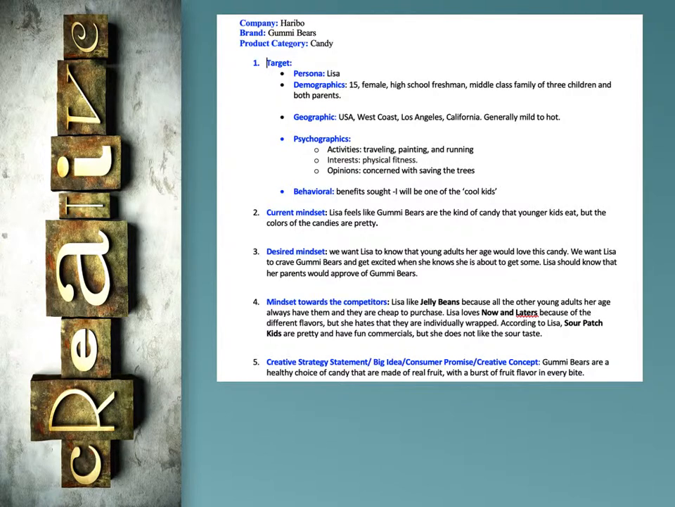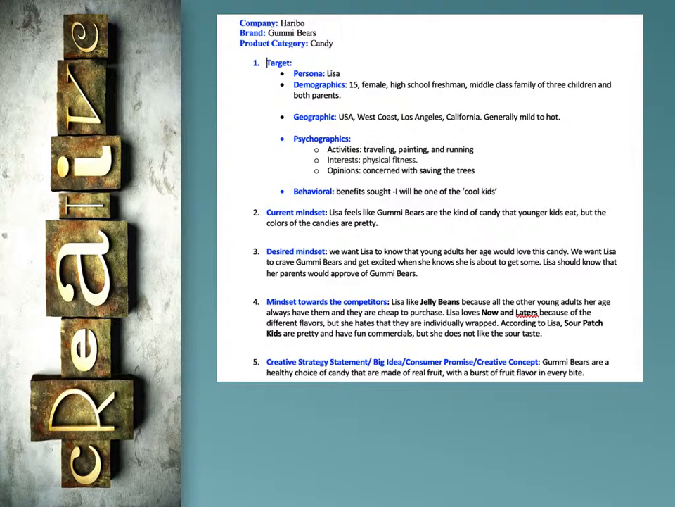Number 5. Now this is the big thing in your creative brief, your creative strategy statement. It's called Big Ideal sometimes. It's called the consumer promise. It's called the creative concept. And it's called the brand ideal as well, or the brand promise. So when you hear creative strategy statement, it can be referred to any of these, but the main thing is it's what you want your target to take away from your ad. So when your target views your ad and they walk away from it, this is what you want them to walk away from it with.